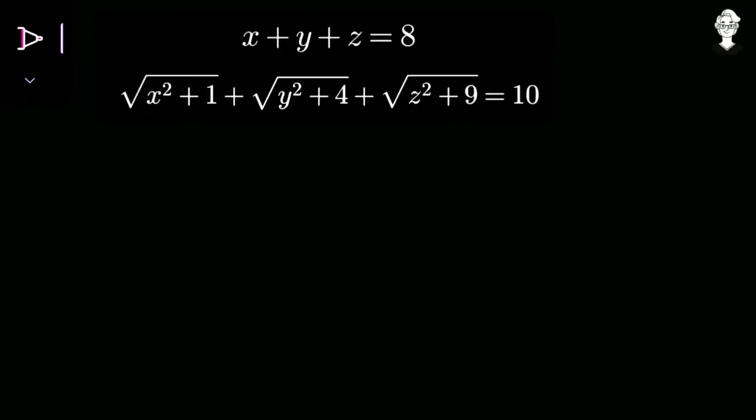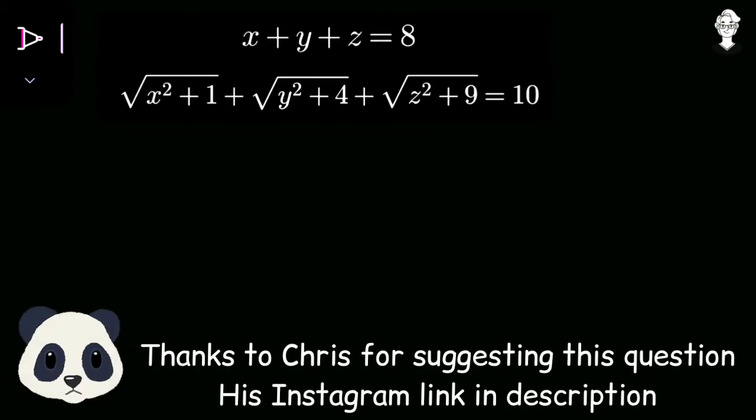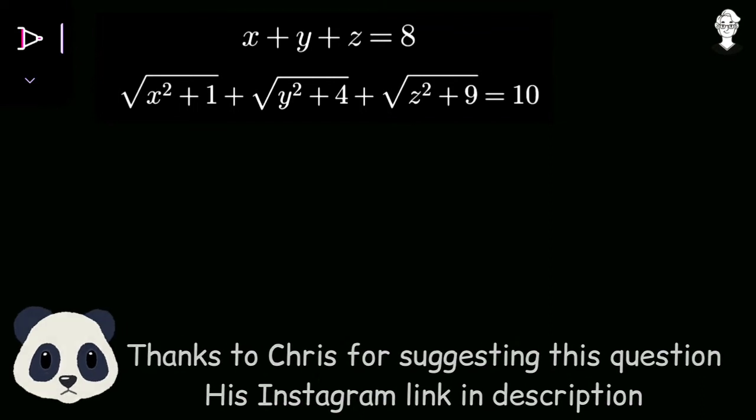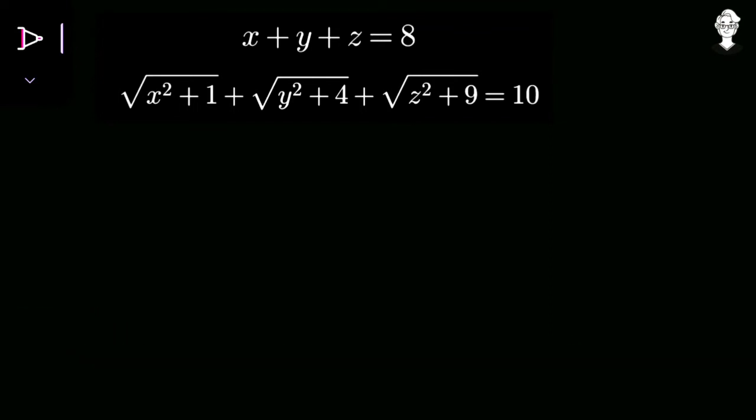So today we have an interesting system of equations. It says that if x plus y plus z is equal to 8, and the square root of x square plus 1, plus the square root of y square plus 4, plus the square root of z square plus 9 is equal to 10, find the values of x, y, z.